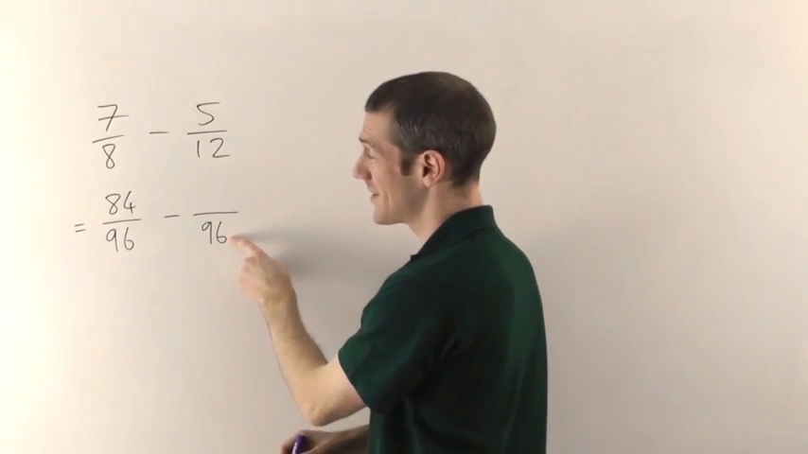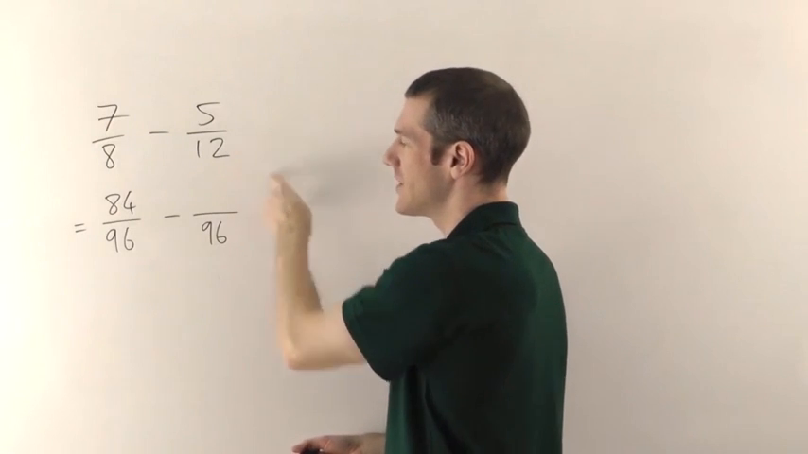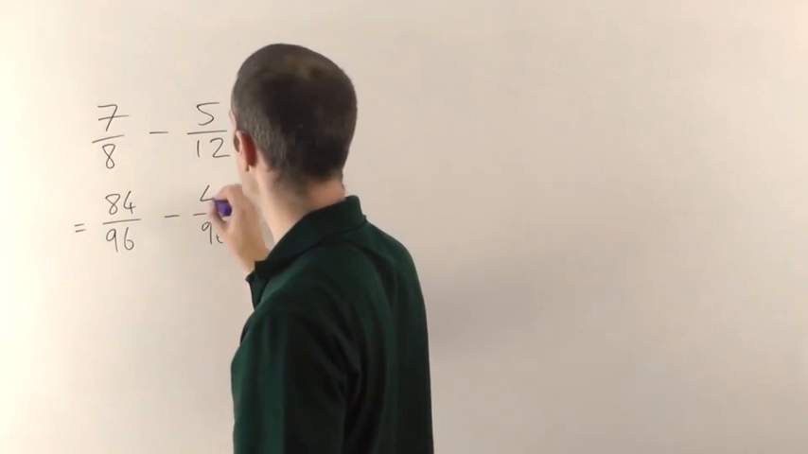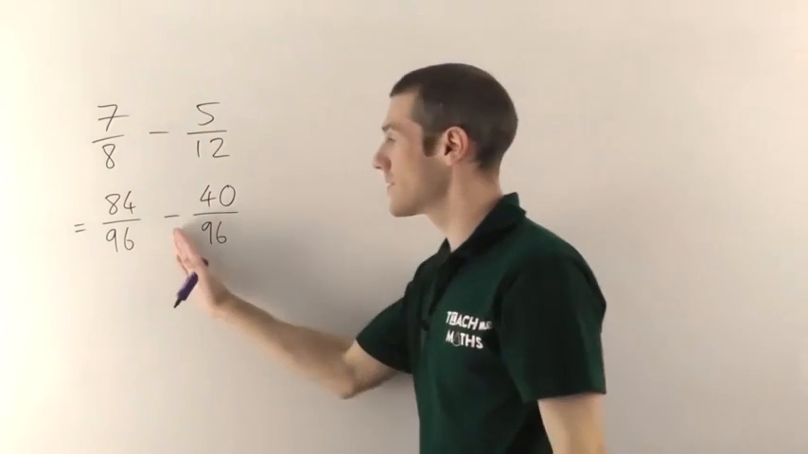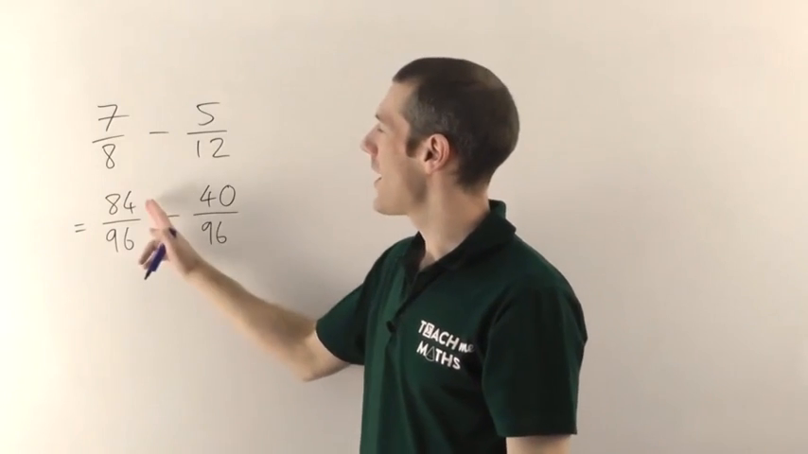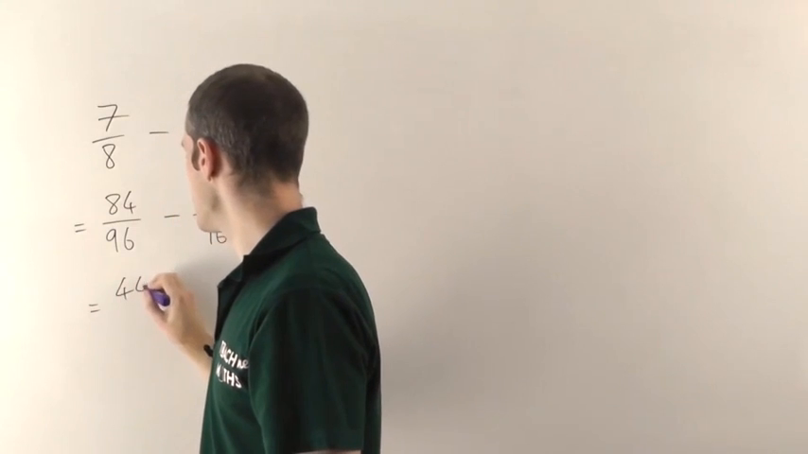12s into 96 are going to go 8 times. So make sure you times the top by 8 as well. Whatever you times the bottom by, you must times the top by the same thing. So 5 times 8 gives me 40. Now I can do the subtraction. I'm working in 96 here, so I just subtract the tops. 84 minus 40 is going to be 44.